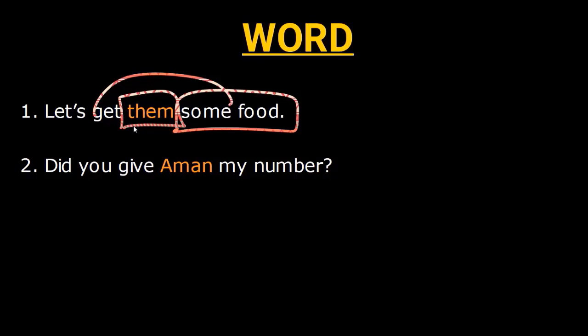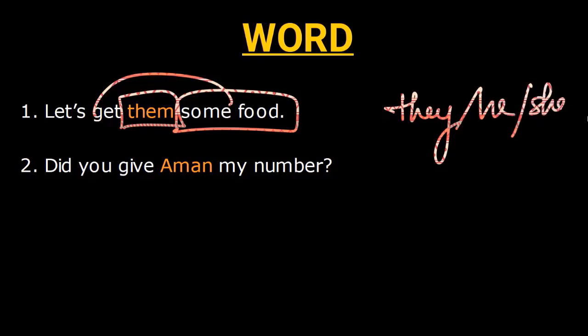Personal pronoun, objective case. If an object is a personal pronoun, any object, direct object, indirect object, object of a preposition, whatever, if it's a personal pronoun, it has to be in the objective case. I can't say let's get they some food. I can't say that. Let's get he some food. Let's get she some food. Incorrect. I can't say that. If it's a personal pronoun, it has to be in the objective case. Let's get them some food. Let's get him some food, her some food.